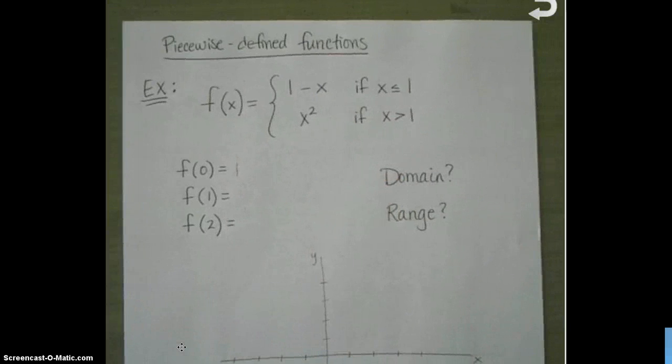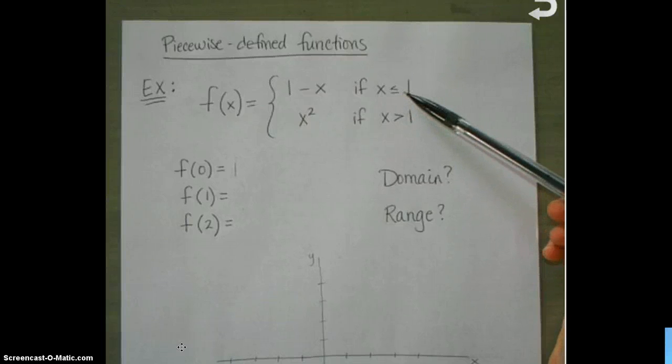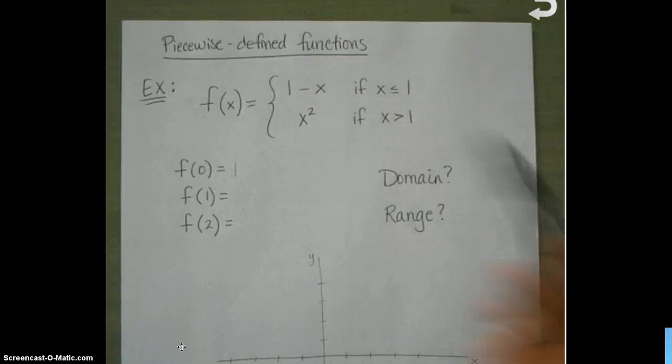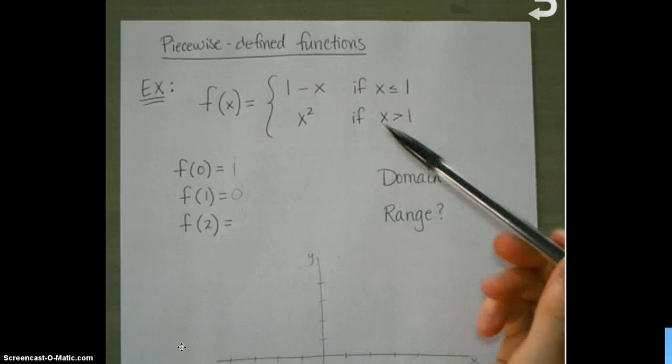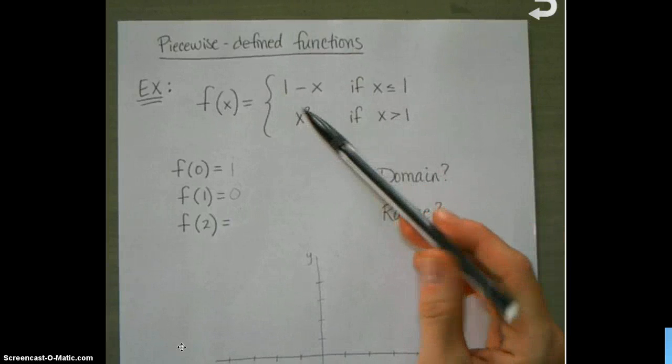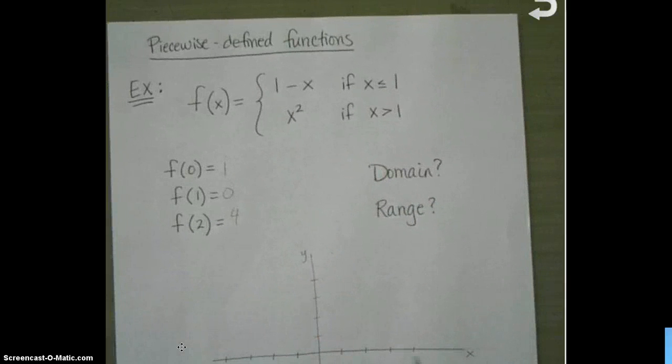F of 1 now, because these both say 1 on them, you need to go to the one where x is less than or equal to 1, so it fits there. So you plug 1 in there, and that gives you 0. And plugging in 2, 2 is greater than 1, so 2 squared is 4. So it's a matter of finding the correct output piece that you want to plug your inputs in.